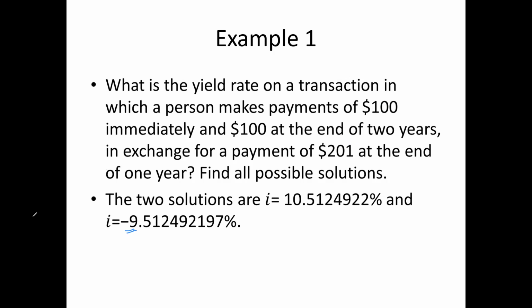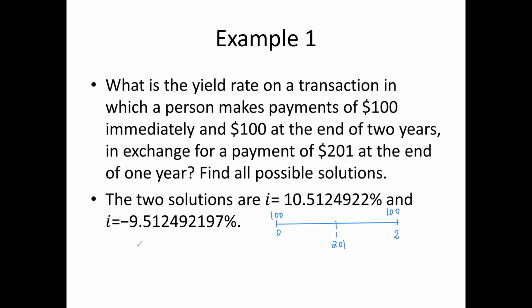All right, so let's solve this problem. I like to draw a timeline. It makes the problem seemingly easier to see. Okay, so time zero, 1 year, and then 2 years. A person makes a payment of $100 immediately at time zero, and $100 at the end of 2 years. And in exchange, a payment of 201 is given to the person. So let's put it on the bottom. The top is the payments, and the bottom is the return, the money that would be paid to the person.